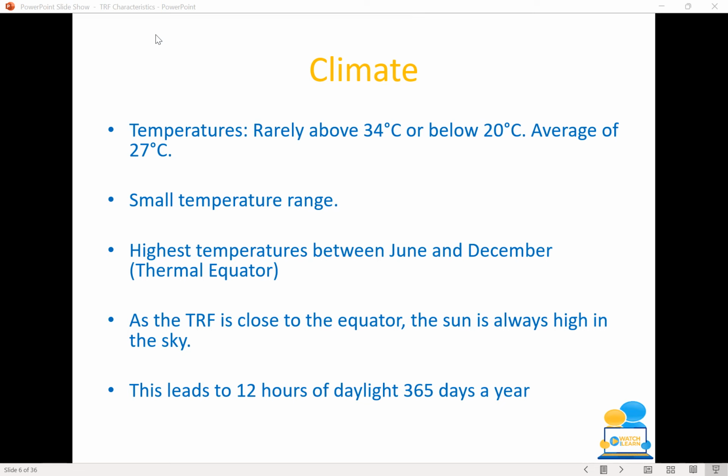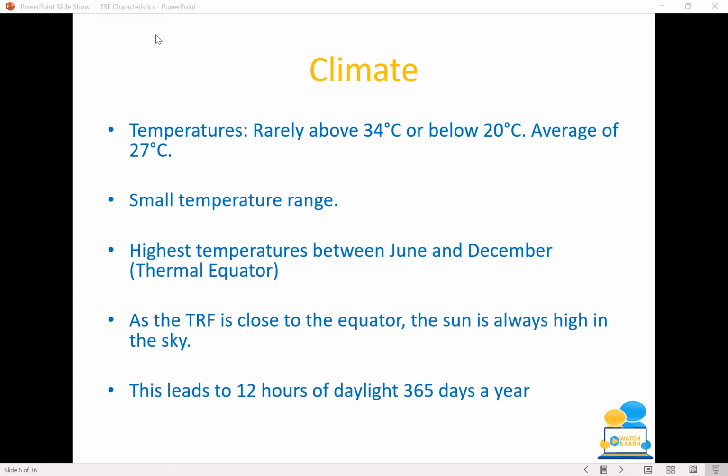Also, the temperature range does not change a huge amount from the start of the day to the end of the day, or even from one part of the year to another part of the year. So the temperature does not change a whole pile. So there's a small temperature range, and we have a constant level of heat happening in this area.